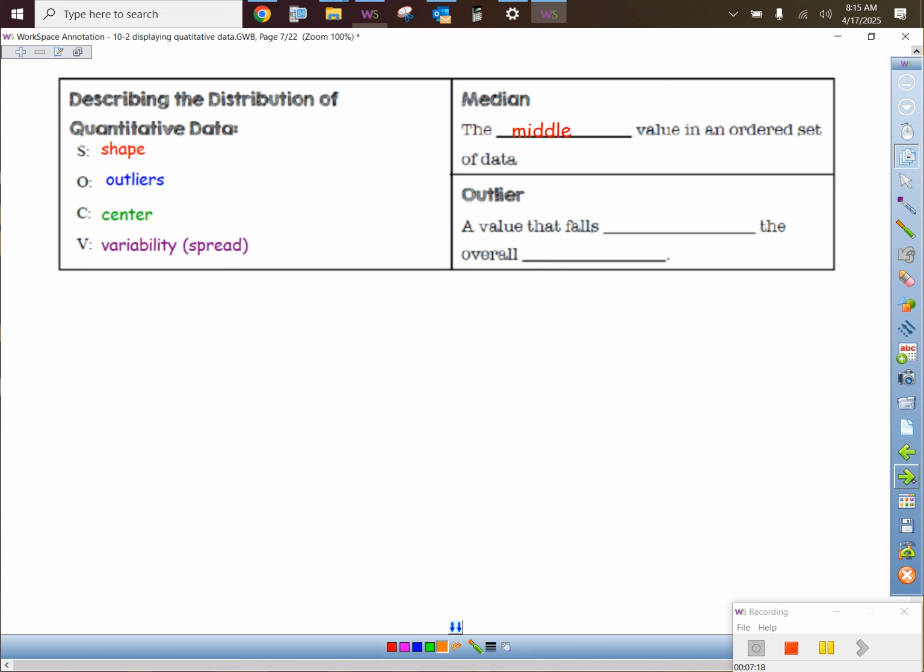I'll bet you kind of roughly know what an outlier is. What does an outlier mean to you? An outlier would be something that probably doesn't fit the pattern, right? So an outlier falls outside of the overall pattern. That was when I was talking about our ages. If we put all of our ages into the applet and crunched the numbers, my age would be an outlier. It does not fit the data.